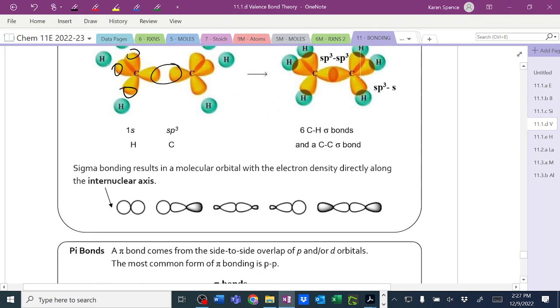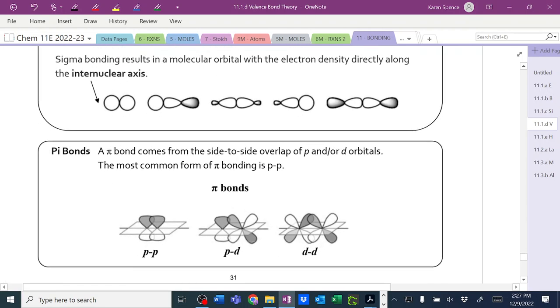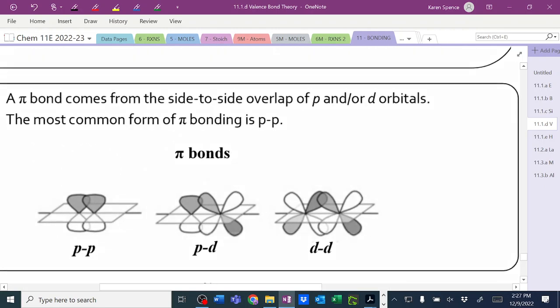Oh, and look, here's our internuclear axis again. Our pi bonds are either between p and p, or p and d, or d and d, and you'll notice, oh, d and d. Dungeons and Dragons overlap, okay?